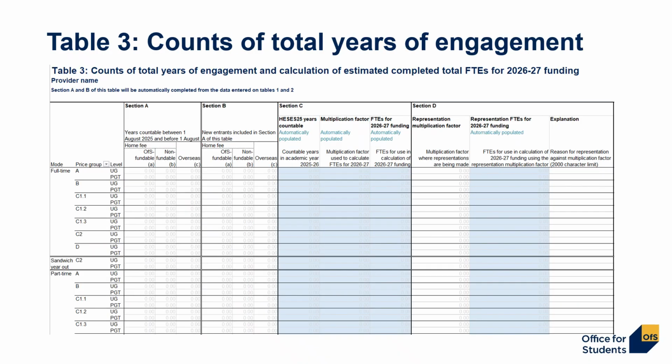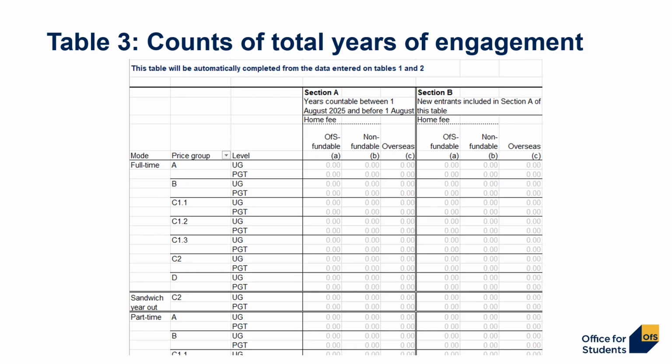Here is table 3, which is divided into 4 sections, A, B, C and D. Unfortunately, this makes it very wide. Sections C and D relate to multiplication factors, which is a topic we'll deal with in a separate video. For the time being, we will concentrate on sections A and B. Here are sections A and B of table 3.